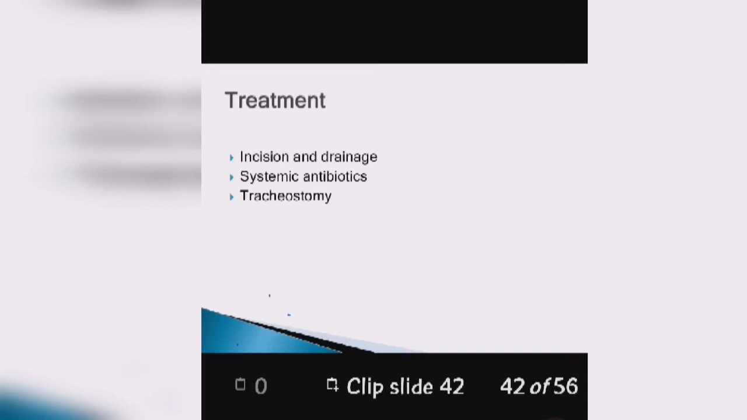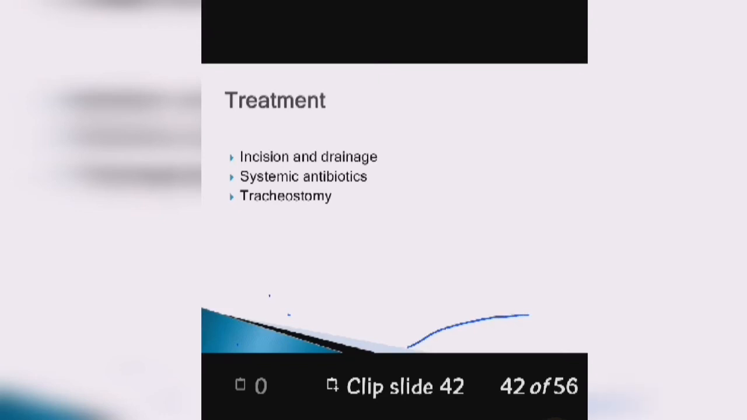Systemic antibiotics are also given, and tracheostomy is also done because a large abscess may have caused obstruction of the airway and may lead to laryngeal edema as well. That's why tracheostomy becomes mandatory in these cases.